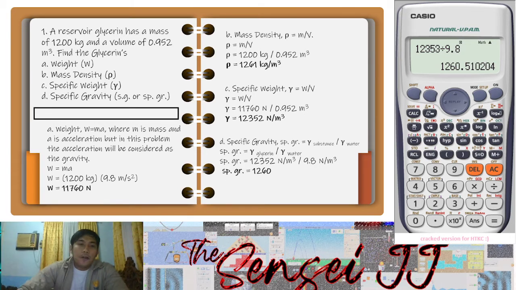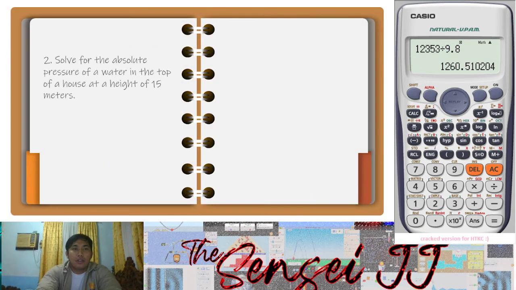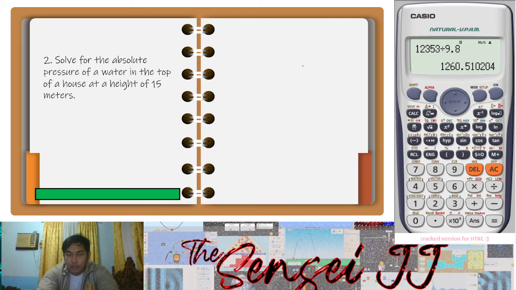Okay, so let's proceed to our next example. Solve for the absolute pressure of water at the top of a house at a height of 15 meters. So guys, 15 meters, absolute pressure. Pressure with height, so alam nyo na siguro. Bibigyan ko na yung tip, rho g h. Okay, so please try to solve this one, guys.